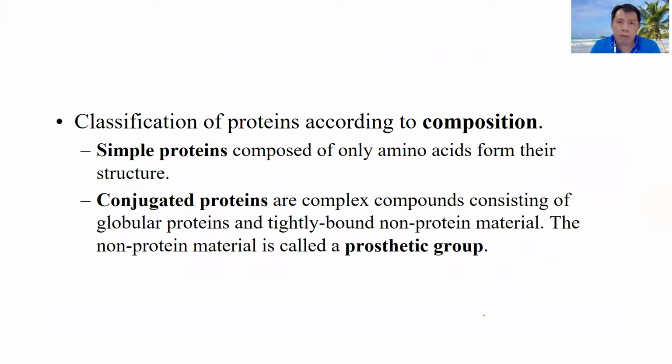If you want to classify proteins according to composition, they can be classified into simple proteins and conjugated proteins. Simple proteins are proteins or polypeptides that only consist of amino acids in their structure. In contrast, conjugated proteins are polypeptides bound with non-protein material. This non-protein material is called a prosthetic group, and this type of protein is called a conjugated protein.